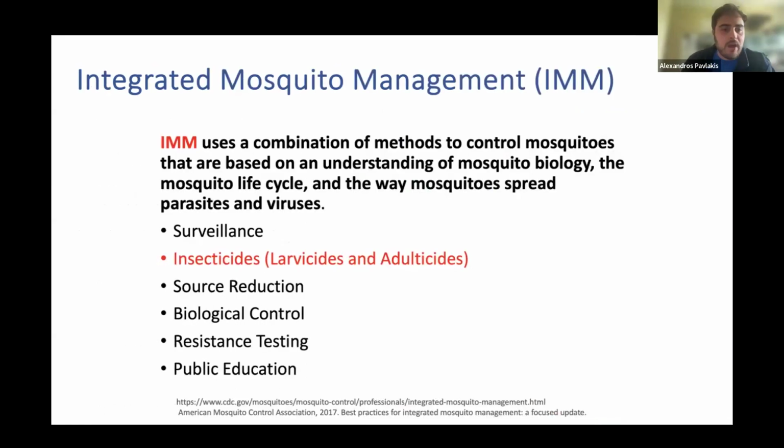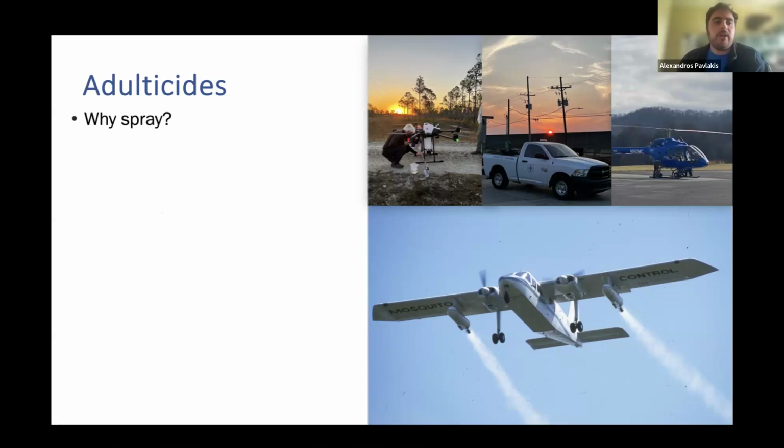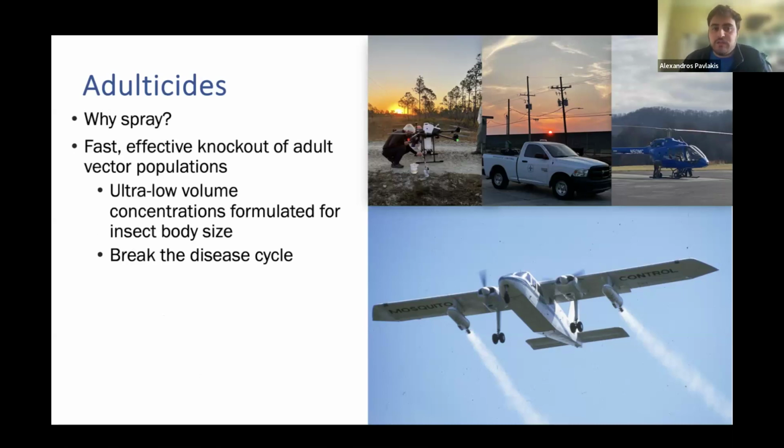So now let's talk a little bit about insecticides, or chemical controls, which include larvicides and adulticides. So why do we spray? Well, it's a fast, effective knockdown of adult vector populations. So we utilize ultra-low volume concentrations that are formulated for the insect's body size, and these control decisions can help break the disease cycle. So if we have arbovirus activity in our local populations, we can get out there and try to kill that population so that they're not continuing that life cycle of the disease.